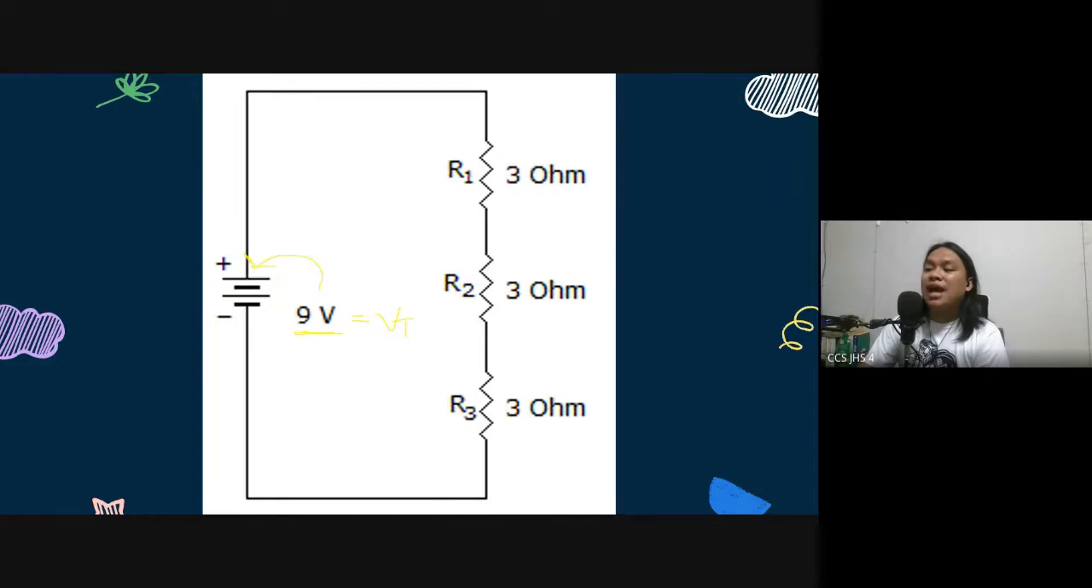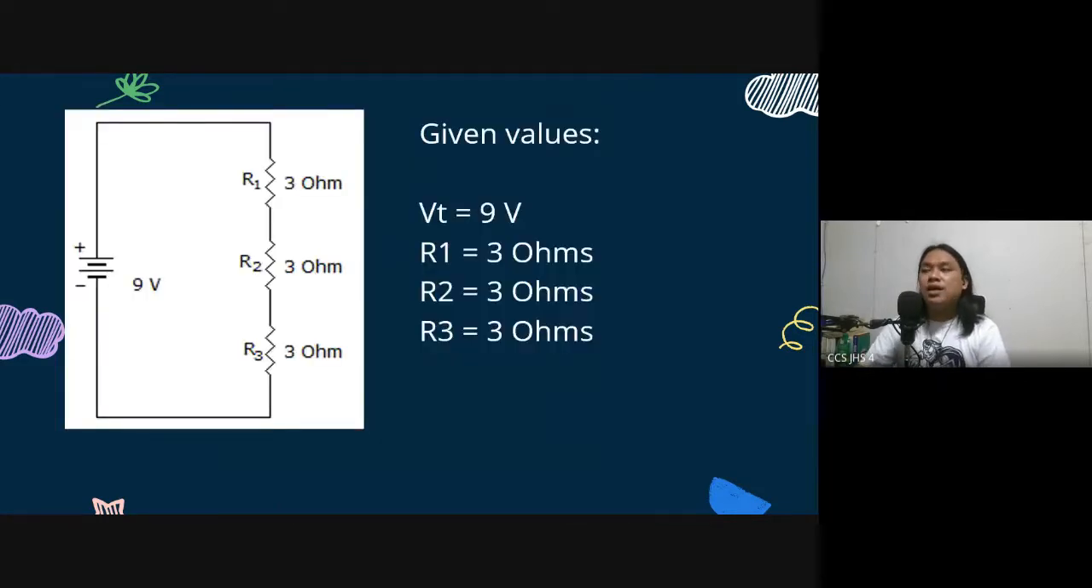So let us identify the given values. We have here total voltage is equal to 9 volts. R sub 1 is equal to 3 ohms. R sub 2 is equal to 3 ohms. Then R sub 3 is equal to 3 ohms as well. Okay, so now, let us try to identify what are the missing parameters, meaning, the ones we are required to find.